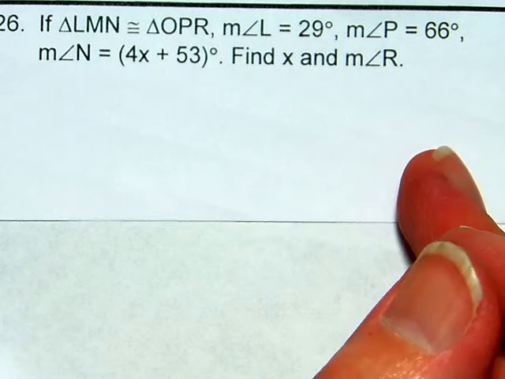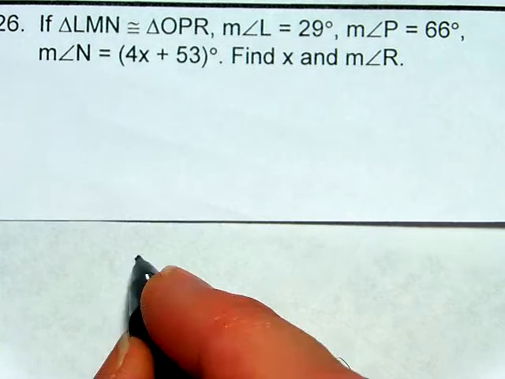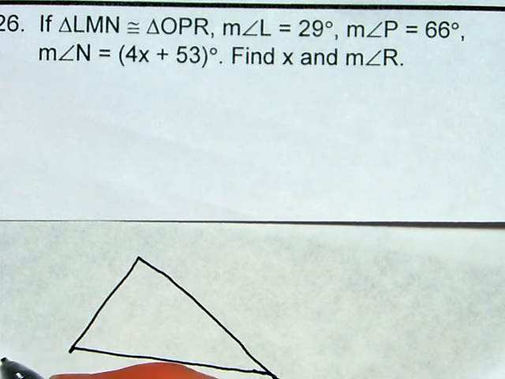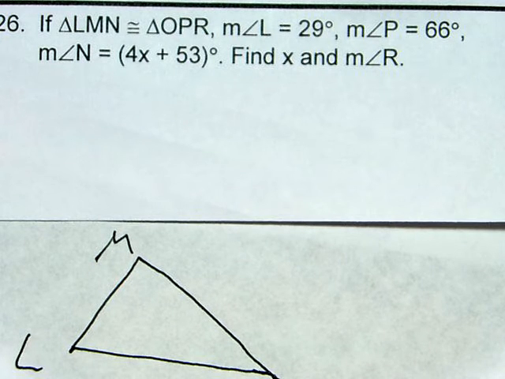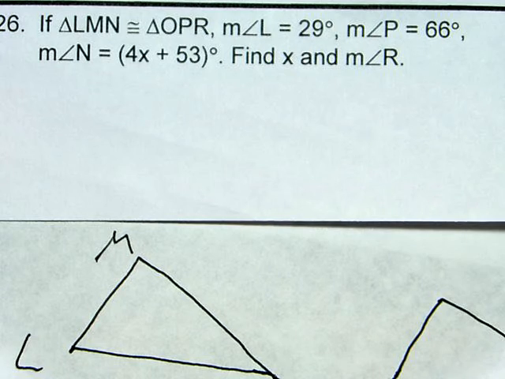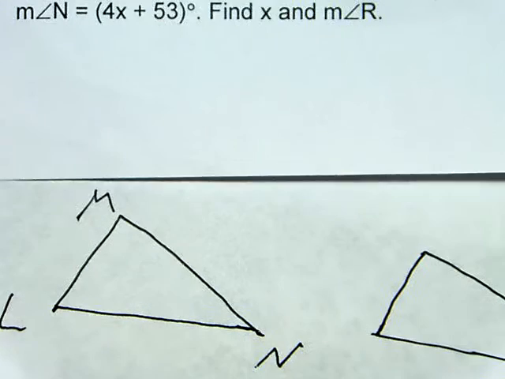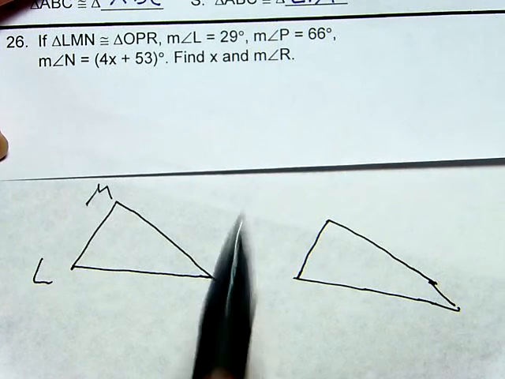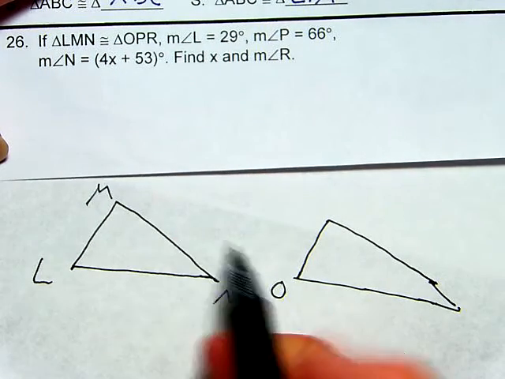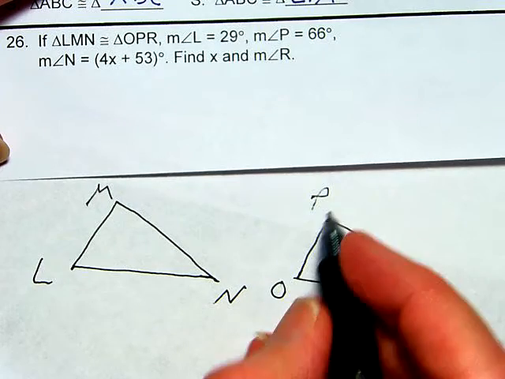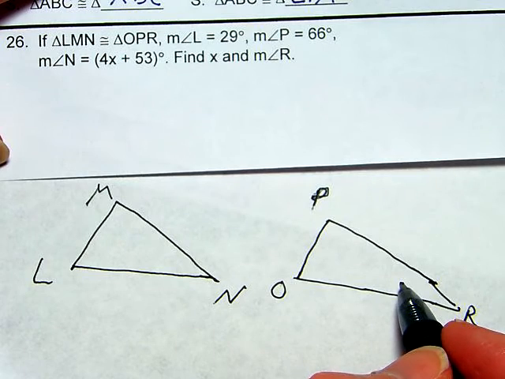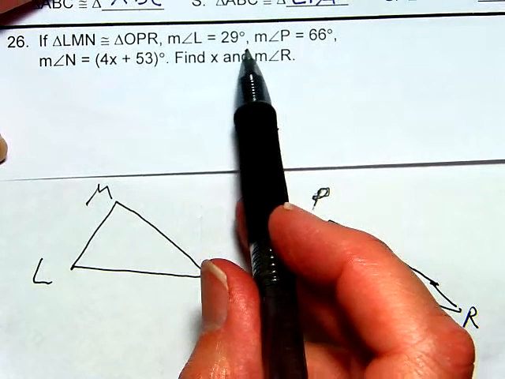So this is a pretty involved word problem. Let's go ahead and draw it out. Triangle LMN, and I really don't know much about how they look. Okay, and when I draw it congruent to triangle OPR, I might as well draw OPR to look similar to LMN. No reason not to. I do know that O corresponds to L, that P corresponds to M, and that R corresponds to N. So I can label my triangle like this. The measure of angle L is equal to 29 degrees.